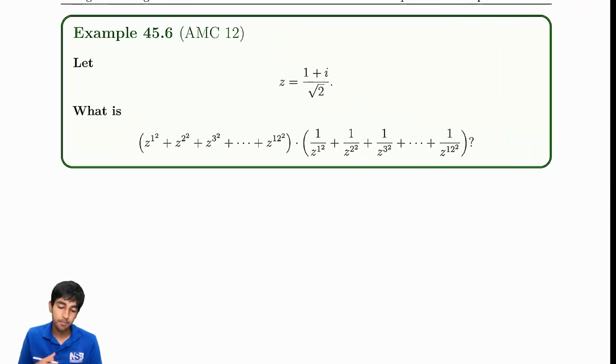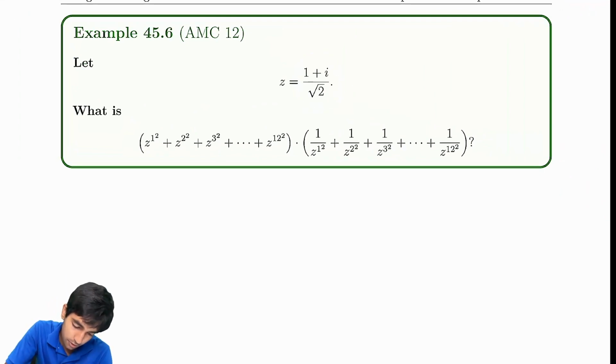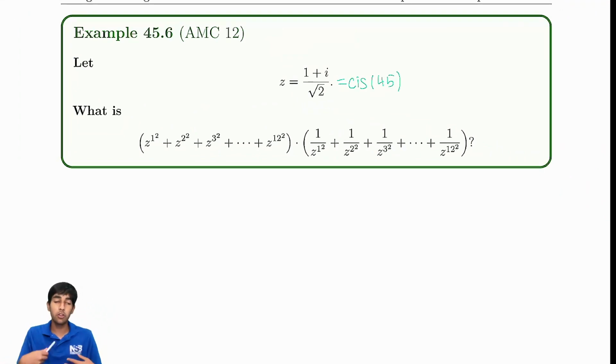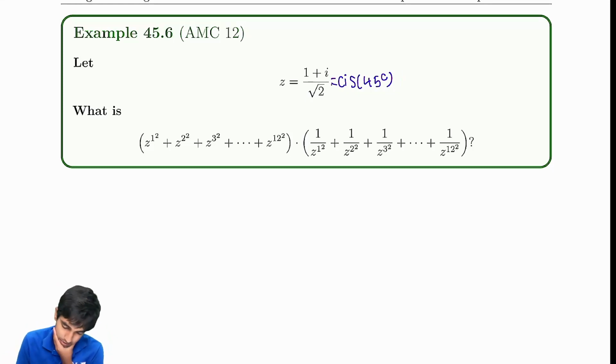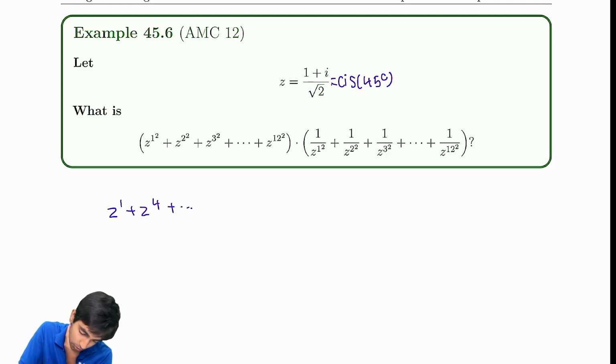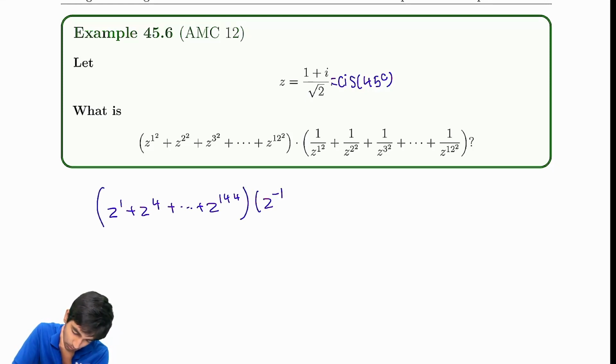This one's slightly more tricky. This one's going to use DeMoivre's theorem, I think. So z equals this, which is just cis 45, because 1 over root 2 is cosine 45 as well as sine 45. And we're asked to find this giant looking expression: z to the 1 plus z to the 4 all the way till z to the 144, all this times z to the negative 1 plus z to the negative 144.